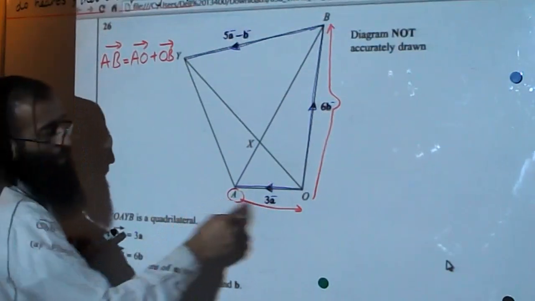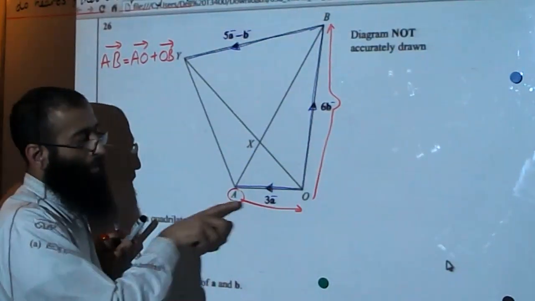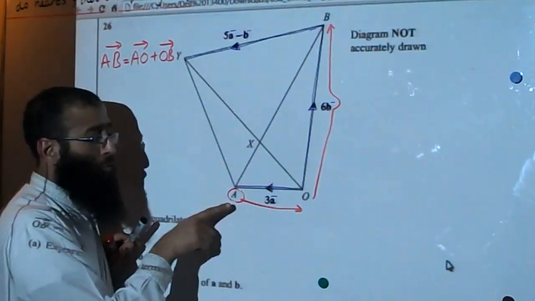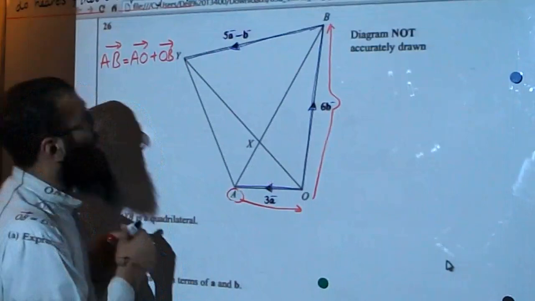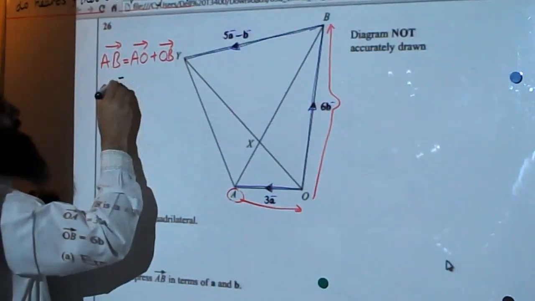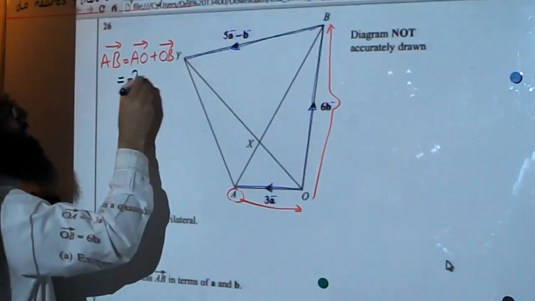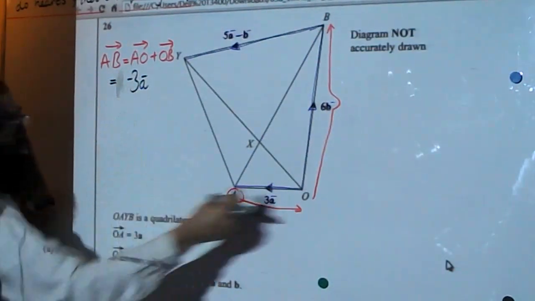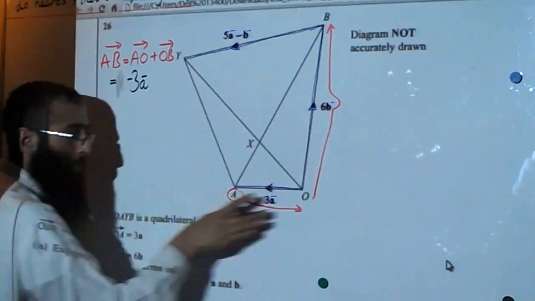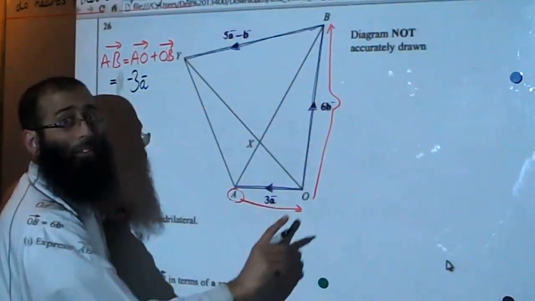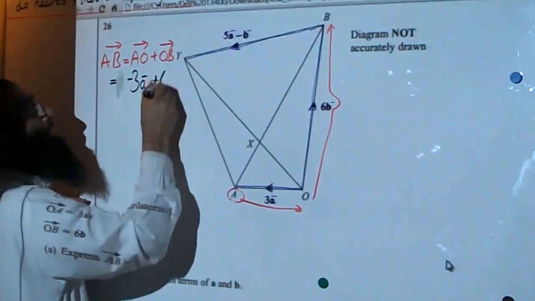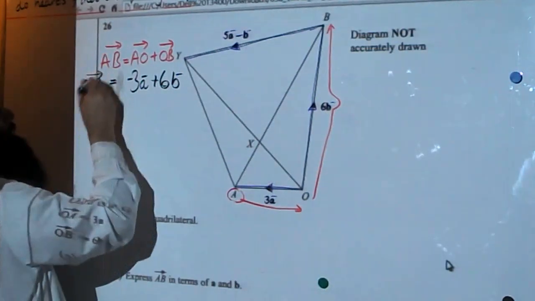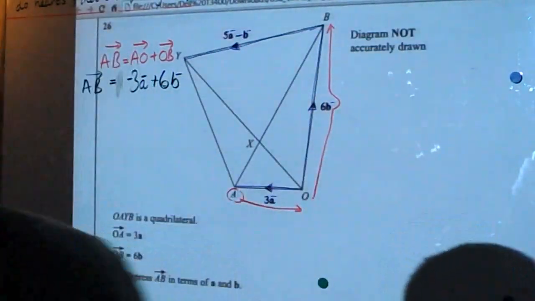A to O, if I go from A to O, we are going in the opposite direction of 3A. 3A is going this way. Vectors are directional, so if you travel in the opposite direction of a vector, you must reverse it. So the 3A becomes a minus 3A, because that's going this way, we're going in the opposite flow. O to B is in the direction of 6B, so that just stays as standard plus 6B. And that will now give us A to B.